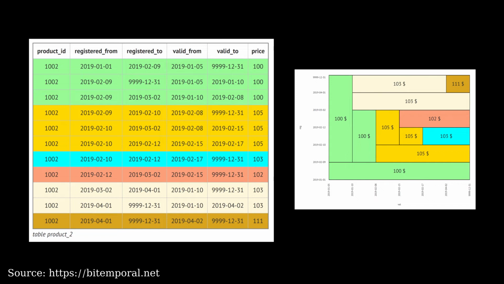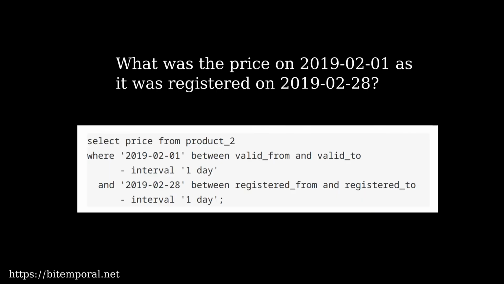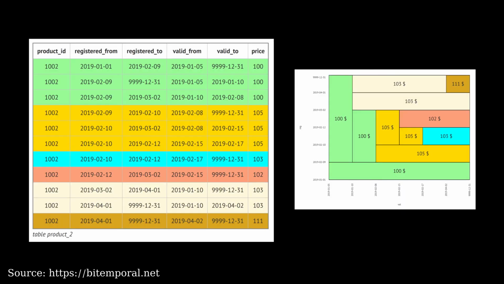This kind of modelling is often necessary to satisfy fundamental auditing requirements. It allows users to confidently produce the answer to a time travel question like, what do we think the price was on the 1st of February as of the 28th of February? The valid times could even represent proposed times in the future for when those prices are intended to be effective.